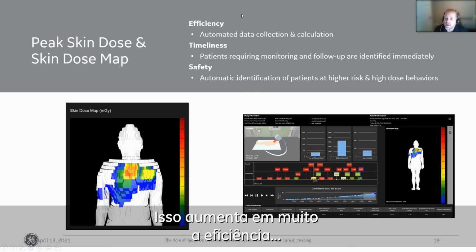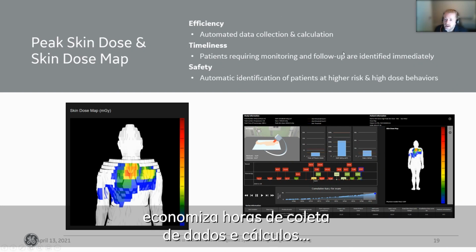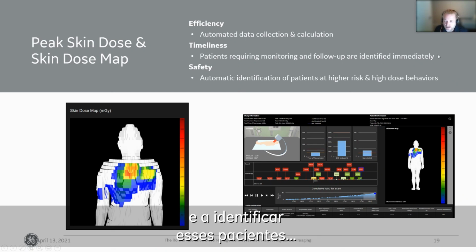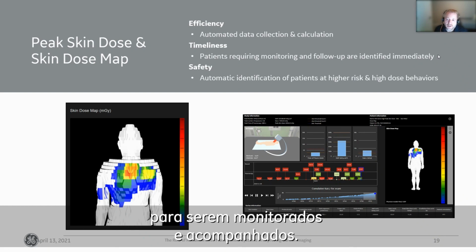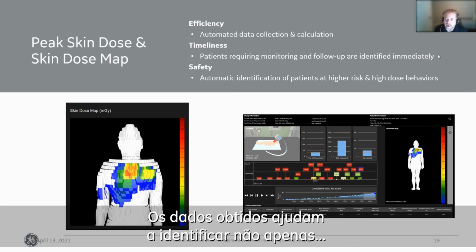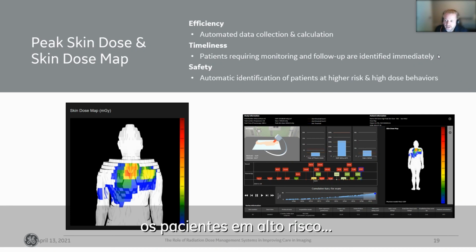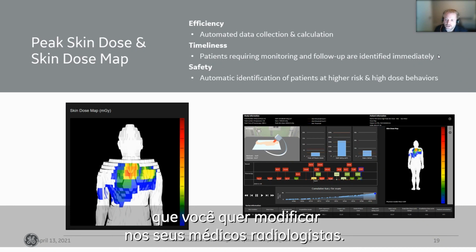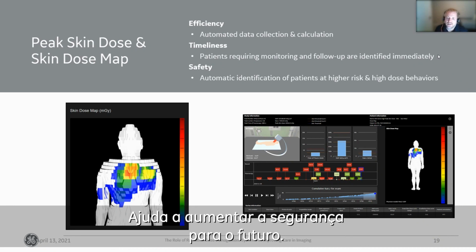This allows you to be much more efficient, right? It saves you hours of time collecting data and doing calculations, helps you be more timely then in reporting the results and identifying these patients so that they can be monitored and followed up appropriately. And because of the data that's contained in this, it can help you identify not only the patients who are at higher risk, but identify high dose behaviors that you want to change by your imaging physicians. Right? So it helps you be more safe in the future.